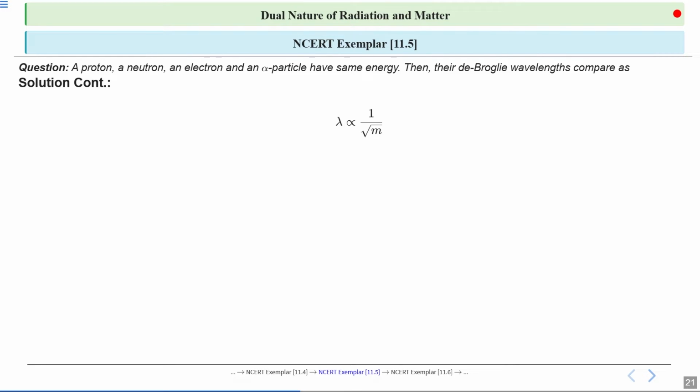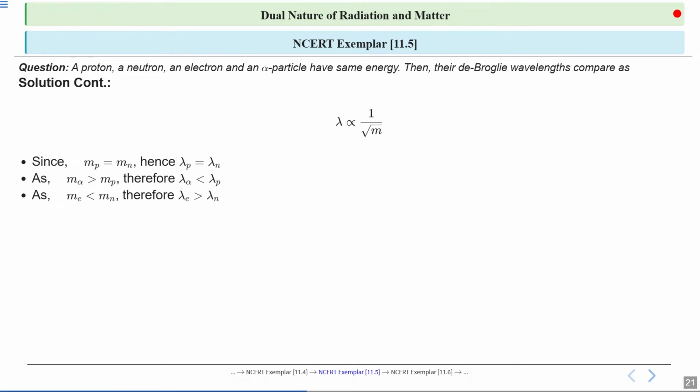Now let's recall the relationship between the de Broglie wavelength and mass when energy is constant. Wavelength is proportional to 1 divided by square root of mass. Notice the masses of proton and neutron are almost equal, so their de Broglie wavelengths will also be equal. This is because when you substitute their masses into the formula, you get the same value for lambda. Now let's compare the alpha particle to the proton. The alpha particle has a much greater mass than the proton. According to our formula, a larger mass means a smaller wavelength. So the de Broglie wavelength of the alpha particle is less than the de Broglie wavelength of the proton.